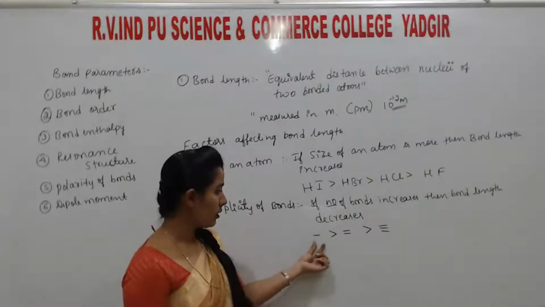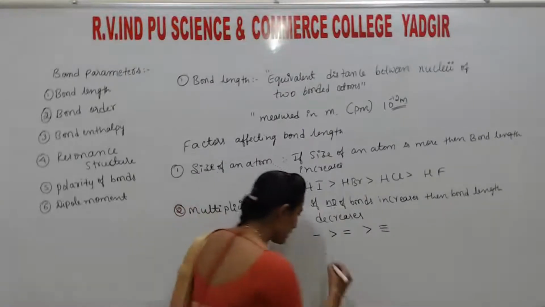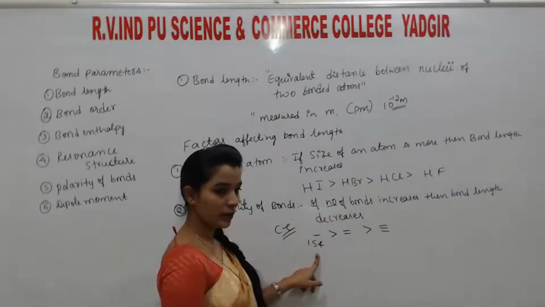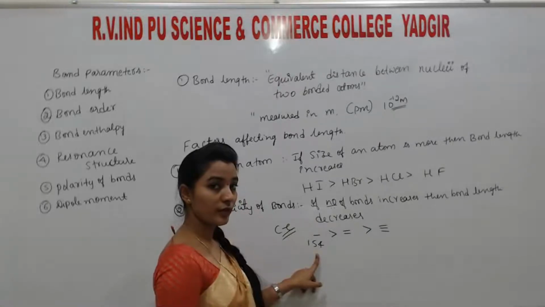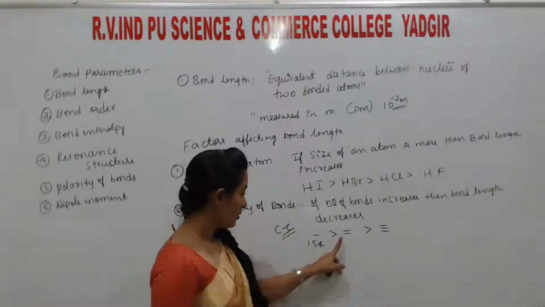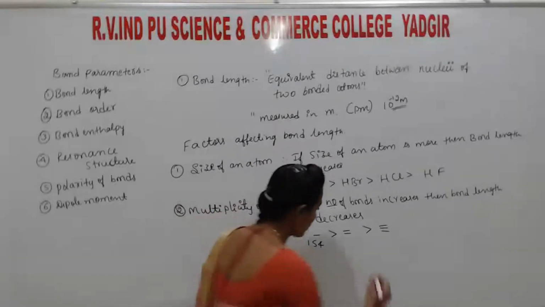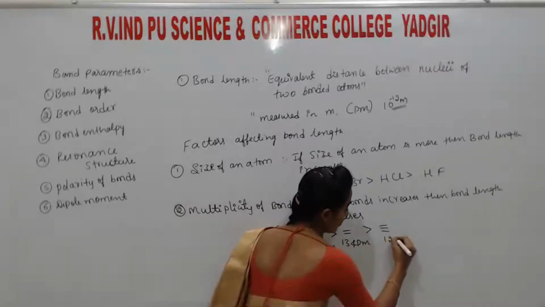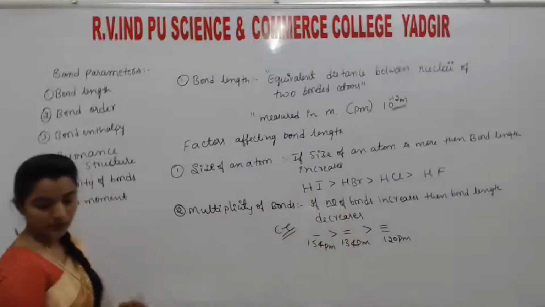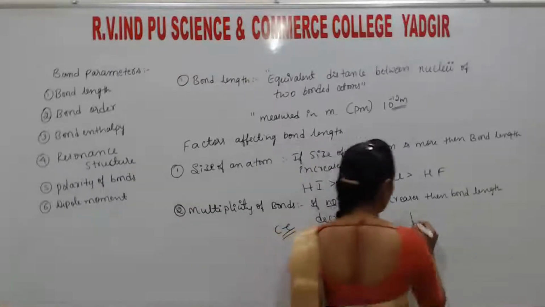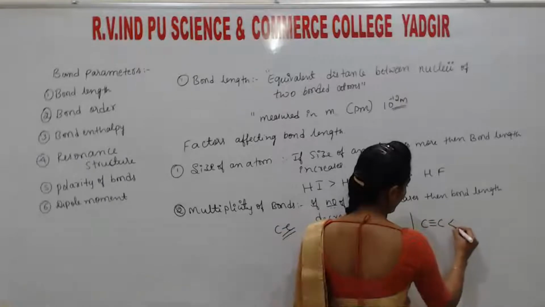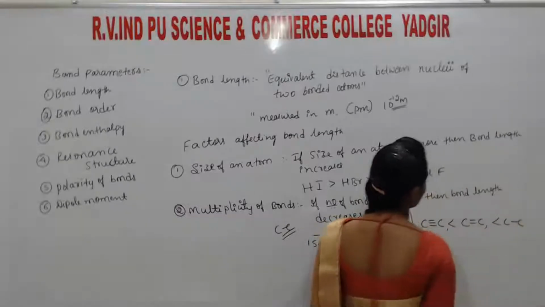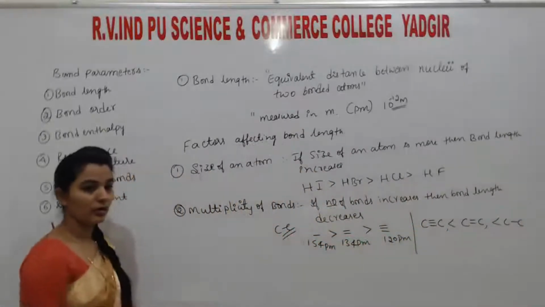So students, if only a single bond is there, the single bond length for carbon atom, take C-C. Carbon single bond length is how much? 154. And next, carbon double bond length is 134. Okay, this is in picometer. And this is 120 picometer. Means here if we write, this is carbon, triple bond carbon is smaller in size. C-C is greater than C=C, greater than C≡C.